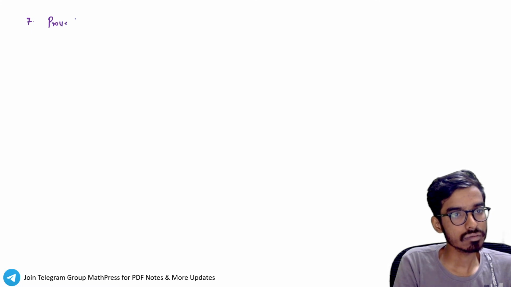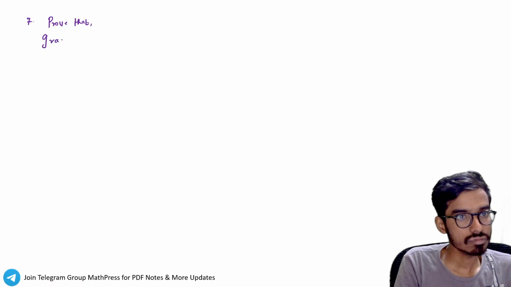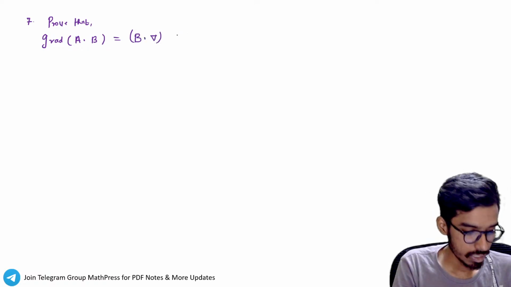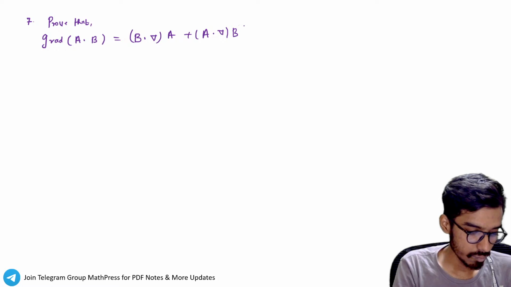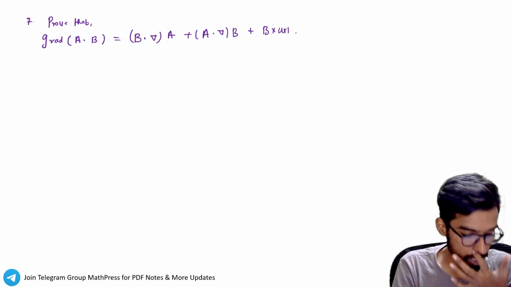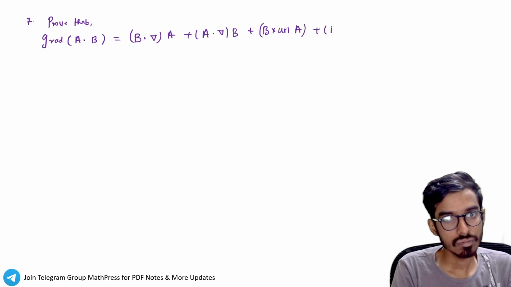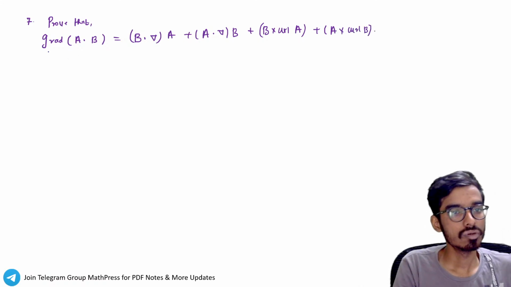So prove that grad of A dot B is equal to B dot del into A plus A dot del into B plus B cross curl A plus A cross curl B, right? This is what we need to prove. So we'll prove this.